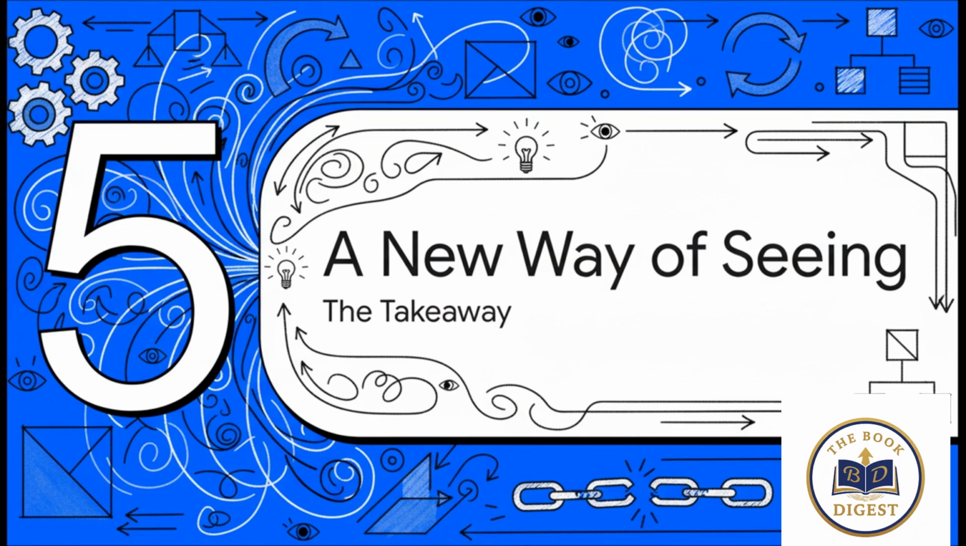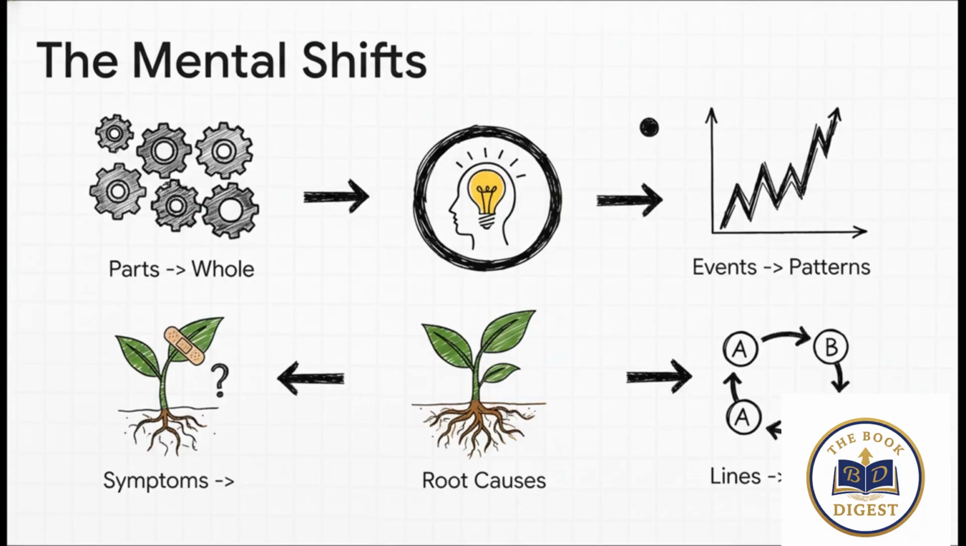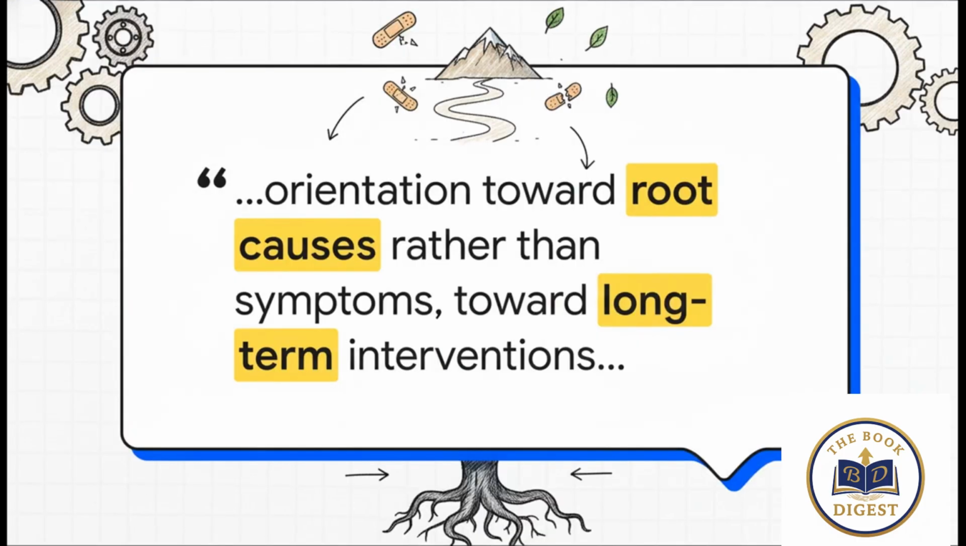What's the big takeaway from learning to see the world this way? At the end of the day, systems thinking is all about making a few fundamental shifts in your mind. It's about consciously going from focusing on the individual parts to seeing the whole thing, from just reacting to events to understanding the long-term patterns. And maybe most importantly, from treating symptoms to digging deep for the root causes that are hidden in those feedback loops. And this really requires a little humility.